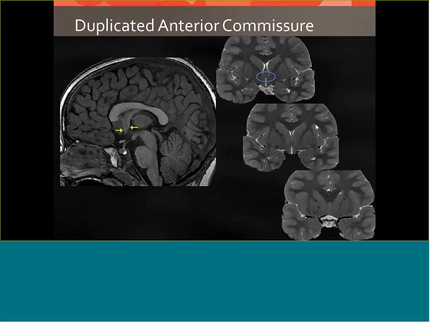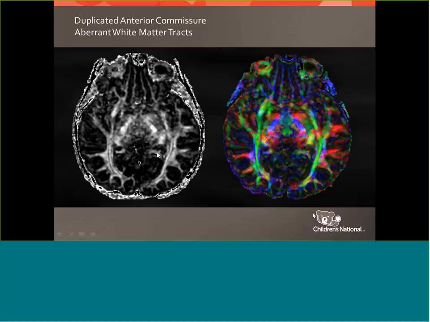Here you can see in the coronal plane a very thin but present anterior commissure on this cut. And the other interesting thing was there was this aberrant white matter coming from the temporal lobe. Probably this is the neocortical component that just terminates out here in space. So there are aberrant white matter tracts from the temporal lobe, and you can see this on the DTI image. You can see this linear signal here that's green on the color map, so it's running in the AP direction. We don't see a corresponding structure on the contralateral side.